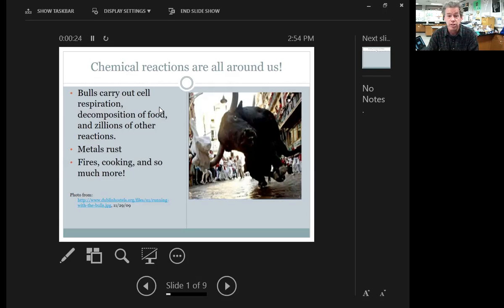When food decomposes, so if you look in the fridge and there's all this gross stuff that doesn't look anything like the food that started, that happened by the compounds changing as a result of decomposition. When metal rusts, that would be an example of chemical reactions, or fires, or when you cook, like an egg cooking or something like that. So much more all around us. Those would all be examples of chemical reactions.